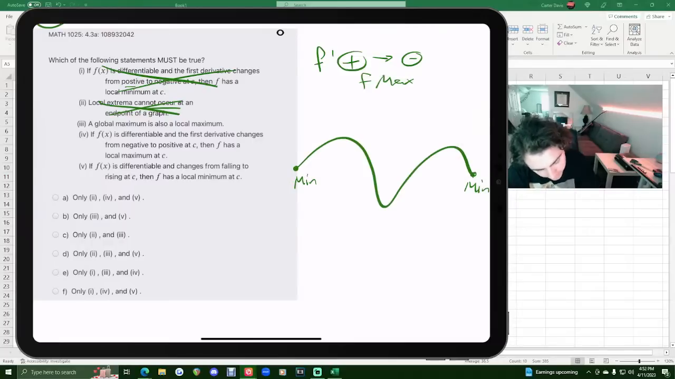A global max is also a local max. That is not true. It is sometimes true, but not always. But you know what? Based on their definition, oh, good night.